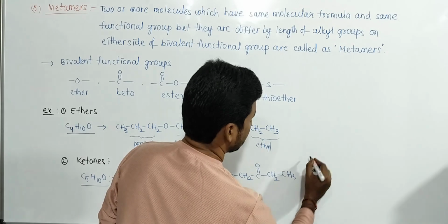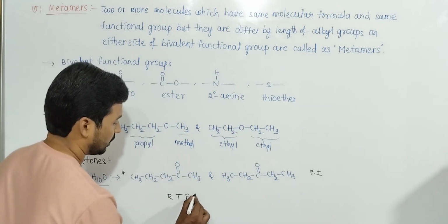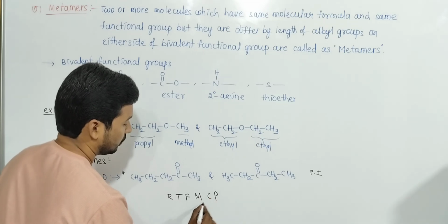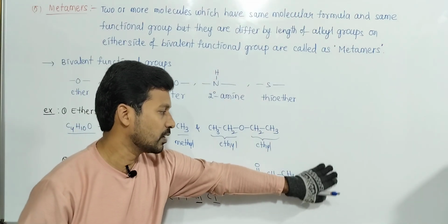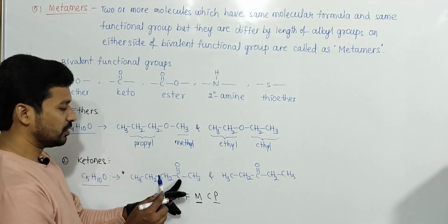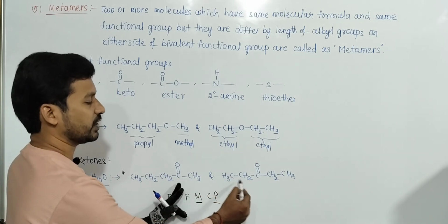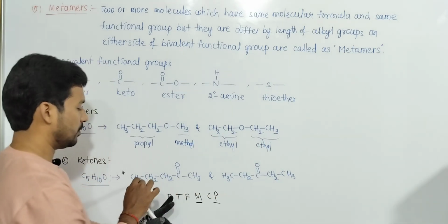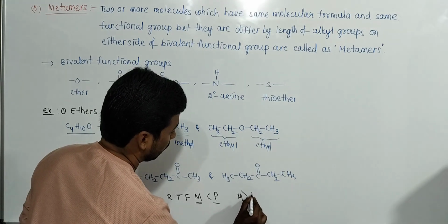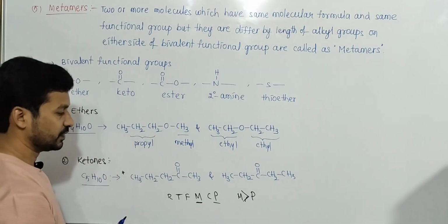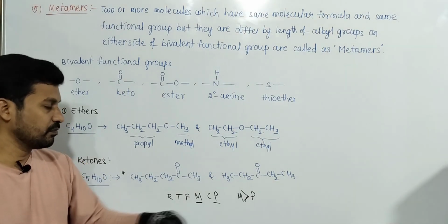If you see priority, first verify whether they are metamers. If they are metamers, you cannot say they are position isomers. What are metamers? On a bivalent functional group, the alkyl groups are different: ethyl here, propyl and methyl there. So since metamerism dominates over positional isomerism, they are metamers, not position isomers.